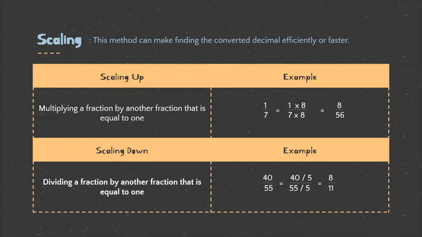Now let's look at scaling down, which is dividing a fraction by another fraction that is equal to 1. In this example, we have 40/55. We'll use 5/5, which is equal to 1. 40 divided by 5 is 8, which is our numerator, and 55 divided by 5 is equal to 11, which is our denominator.